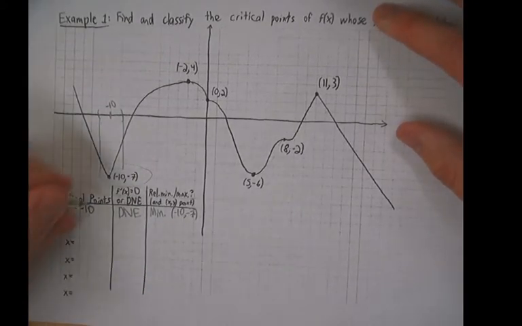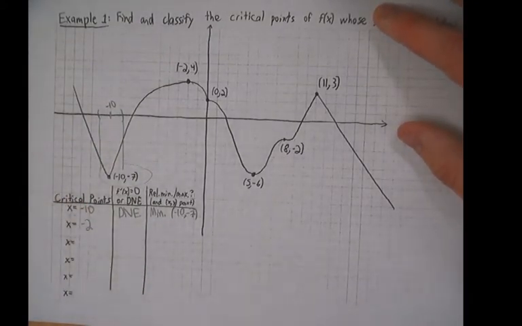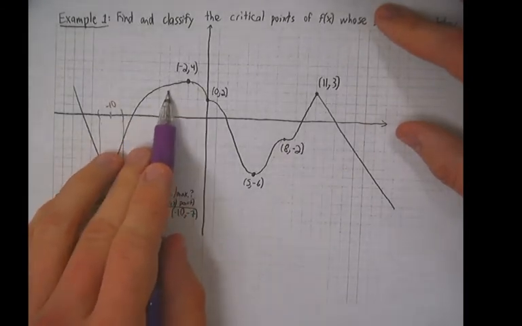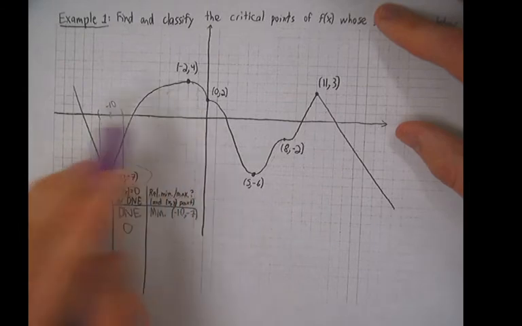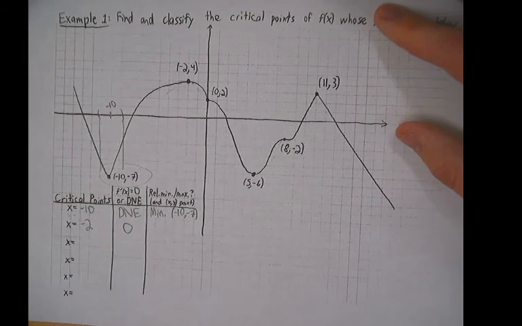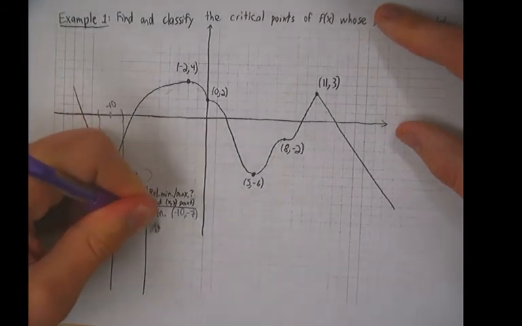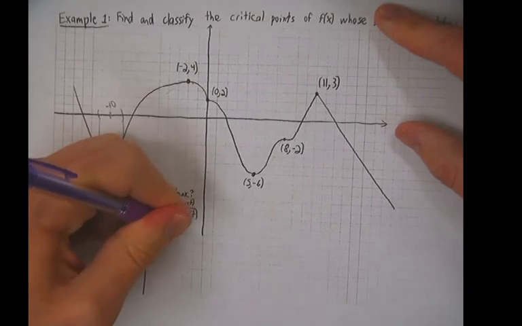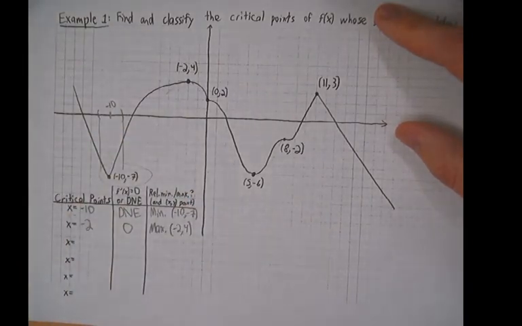-2. Yep, -2. And does the derivative equal 0 or not exist? 0. Yeah, 0. Why? Because it's continuous. Well, it's continuous, but more importantly, it's no sharp turn, right? Okay. And would this be a relative minimum or maximum? Maximum. Good. Maximum at, well, they already tell you the point, so -2, 4. Okay, that's our next point.